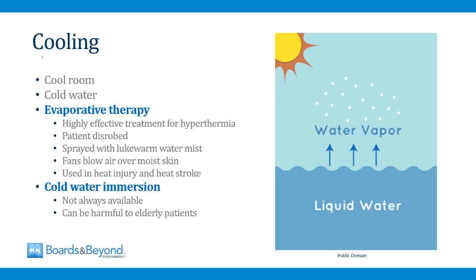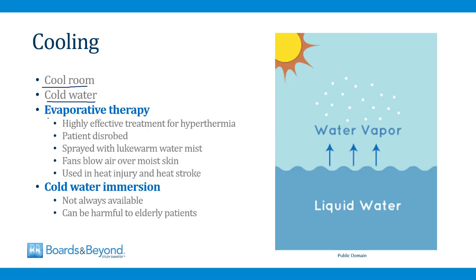So there are a number of ways that you can cool patients who have heat injury or other forms of heat illness. The simplest thing to do is to place the patient in a cool room and give them cold water to drink and cold water compresses. But for patients who have life-threatening forms of heat illness like heat stroke, more aggressive forms of cooling are used.